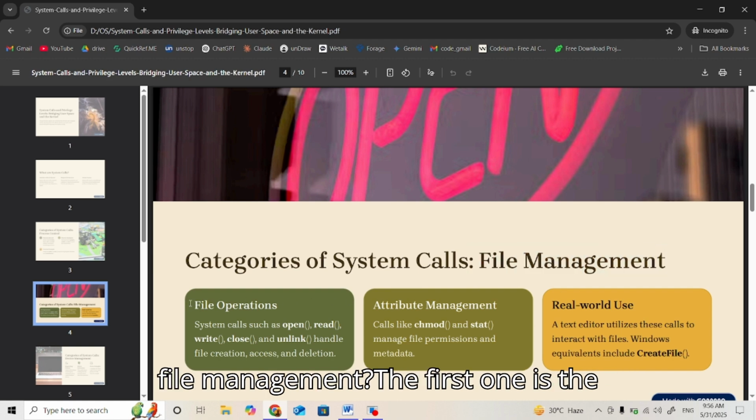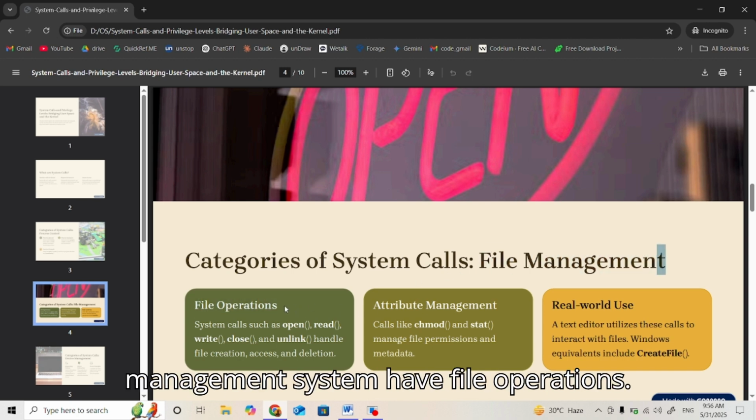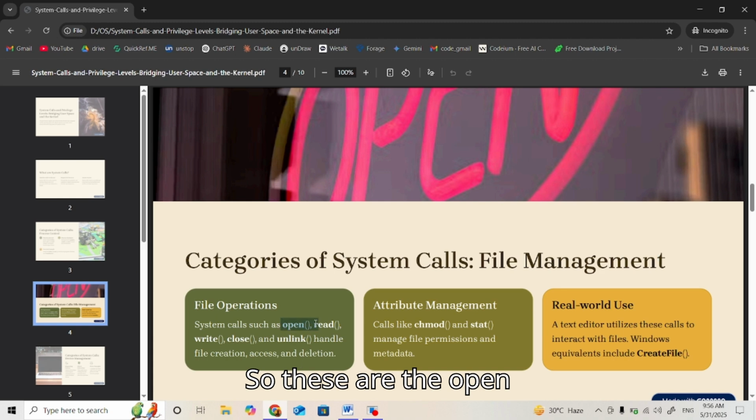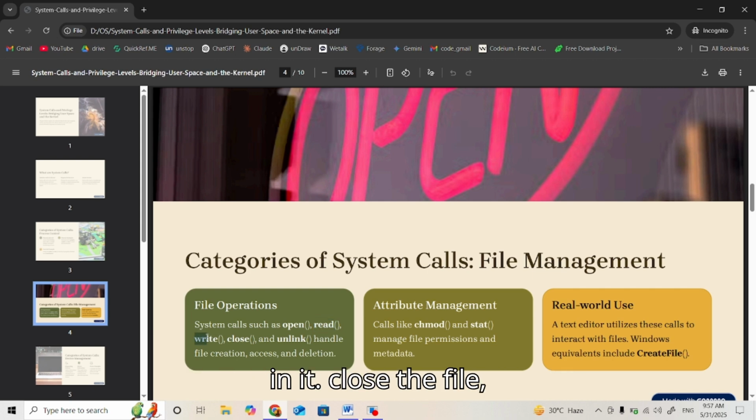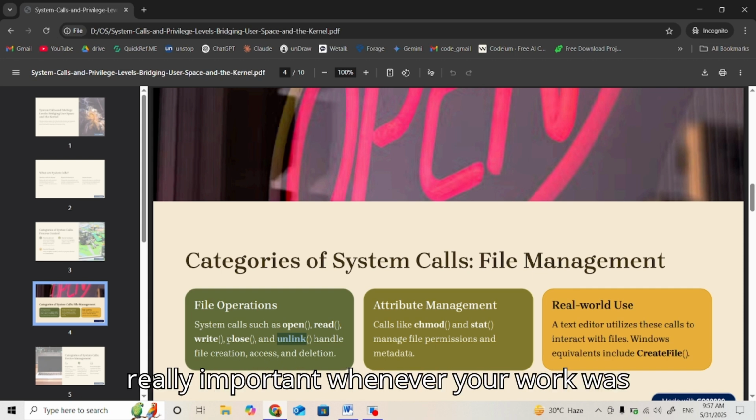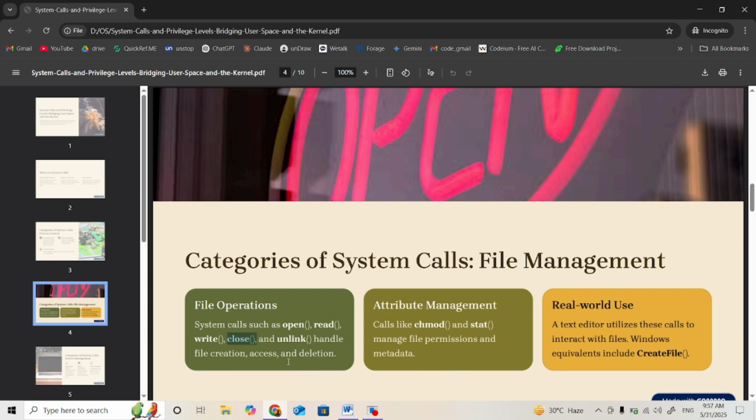The first really important thing is that every file management system has file operations. These are open and read, and as their names define, their function itself. Open a file, read the file, write to it, close the file, unlink the file. Unlink means deleting that file. It's really important that whenever your work is finished, you close your file, to prevent memory leaks.